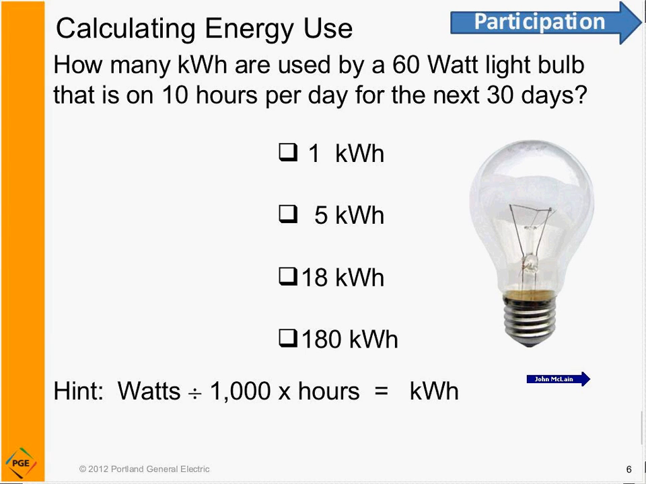So what I'd like you to do is to solve this quick problem. How many kilowatt hours are used by a 60-watt light bulb that is on 10 hours a day for 30 days? So what you're trying to answer here is how much energy does this light bulb use in a month? And of course the formula is at the bottom.